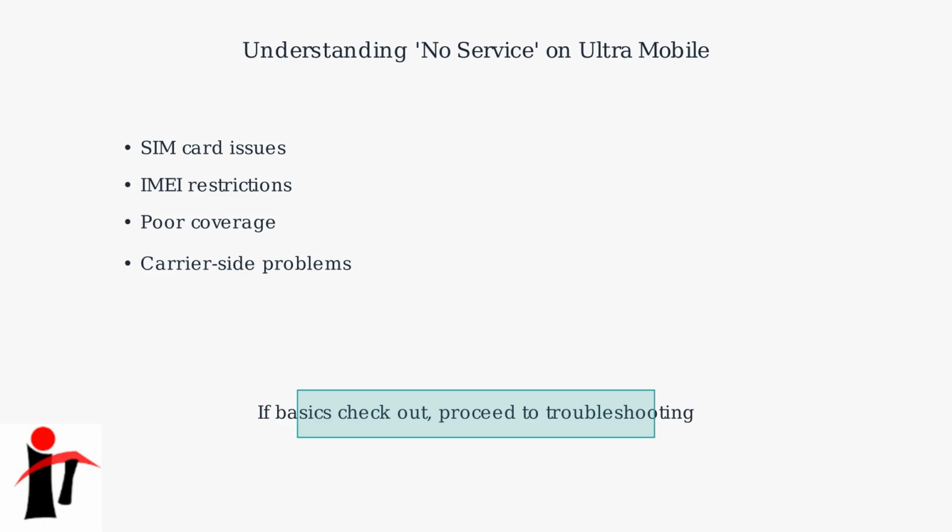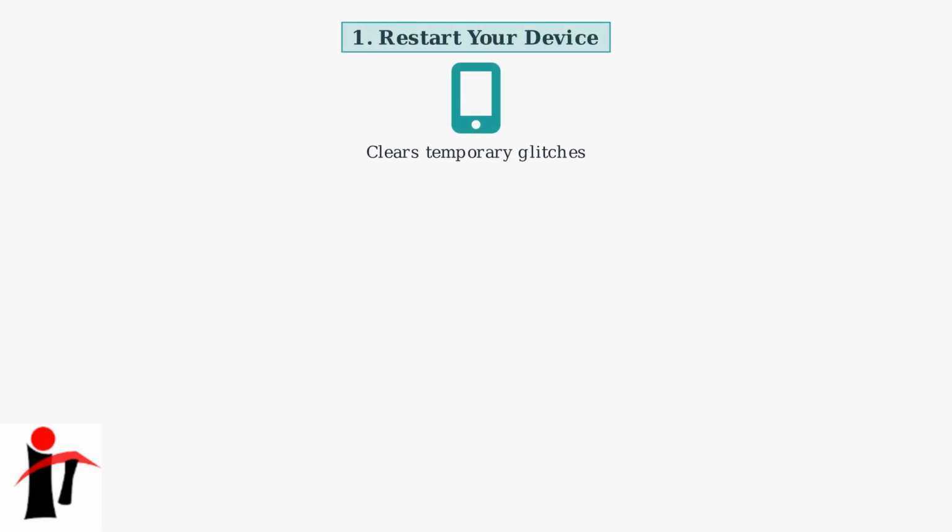or using their app. Use Ultramobile's coverage map or a third-party app like OpenSignal to ensure you're in an area with adequate coverage. If the basics check out, proceed to troubleshooting. Start with the basics. Restart your device to clear temporary glitches that might cause no service errors.